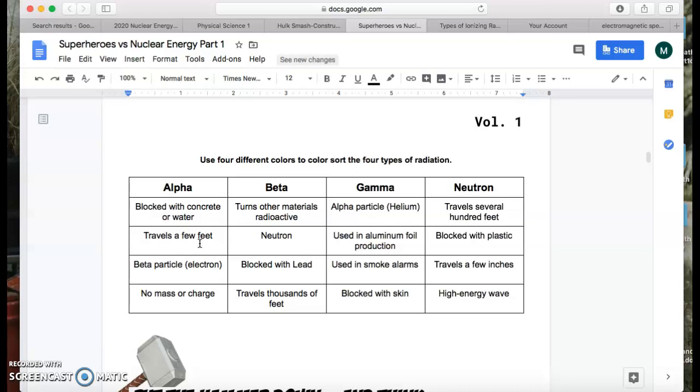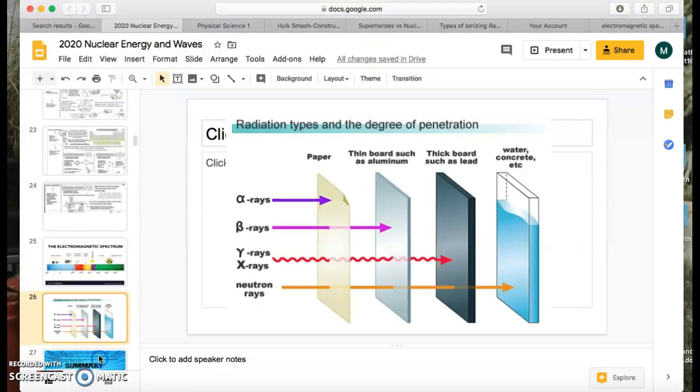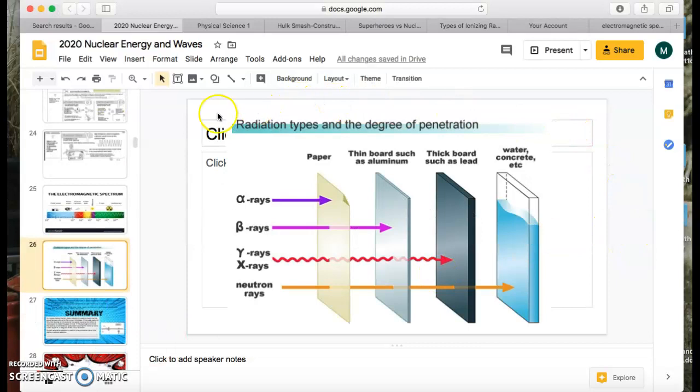I'm open for questions, anything you need. I am going to be posting some extra support videos to help you just in case this doesn't make any sense. Remember, feel free to ask me questions. Another thing you can do, and I meant to show you this picture earlier that may help, is the degrees of penetration. We were just talking about how far it will actually go.